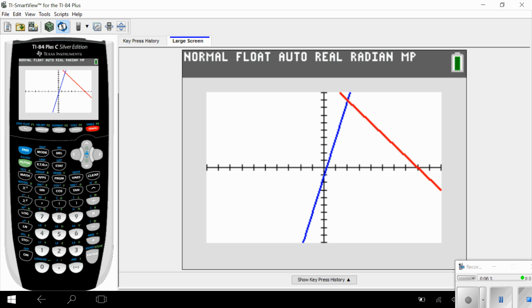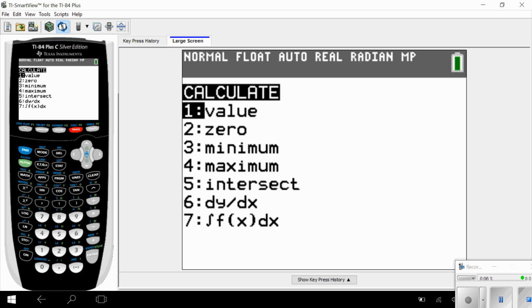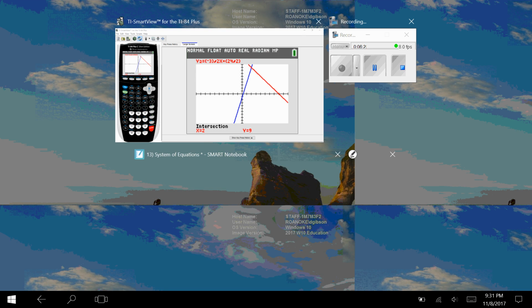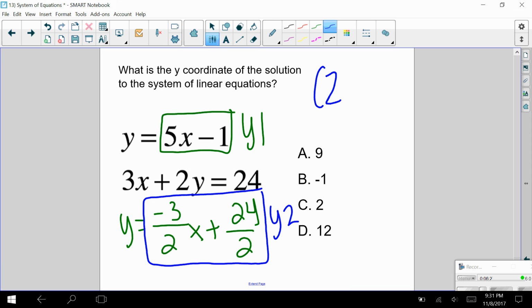We see we have one intersection, so we find that by hitting second trace 5. We're calculating the intersection, and we see our intersection is at 2, 9. But we need to read the problem. It's asking for the y coordinate, so our y coordinate is A, 9.